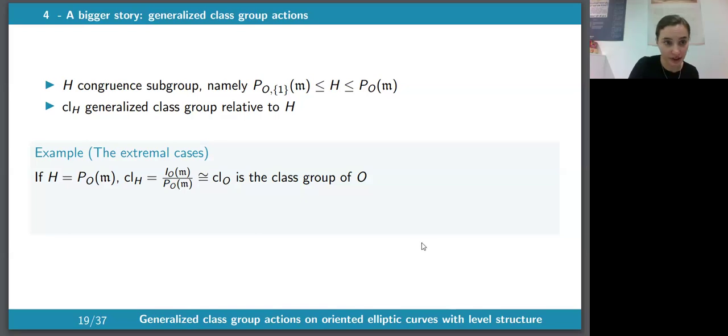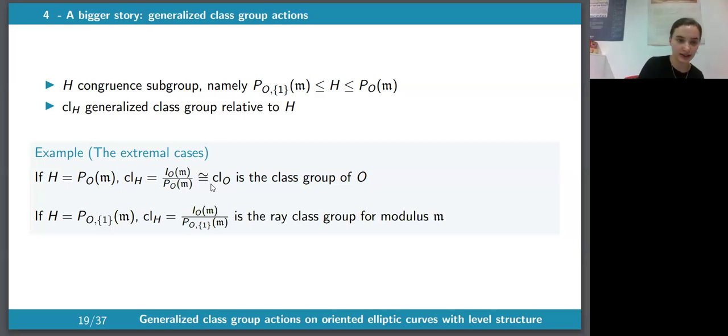Now, we can see some examples and notice that if we take H to be one of the extremal cases, say, for example, the biggest possible, then the generalized class group that we end up with is I_O(M) over P_O(M), which, as I said a few slides ago, is naturally isomorphic to the class group of O. If we now take H to be the group of rays, which is the smallest possible congruence subgroup, then the generalized class group that we obtain is the ray class group for modulus M. So the class group of O and the ray class group are indeed examples of generalized class groups.